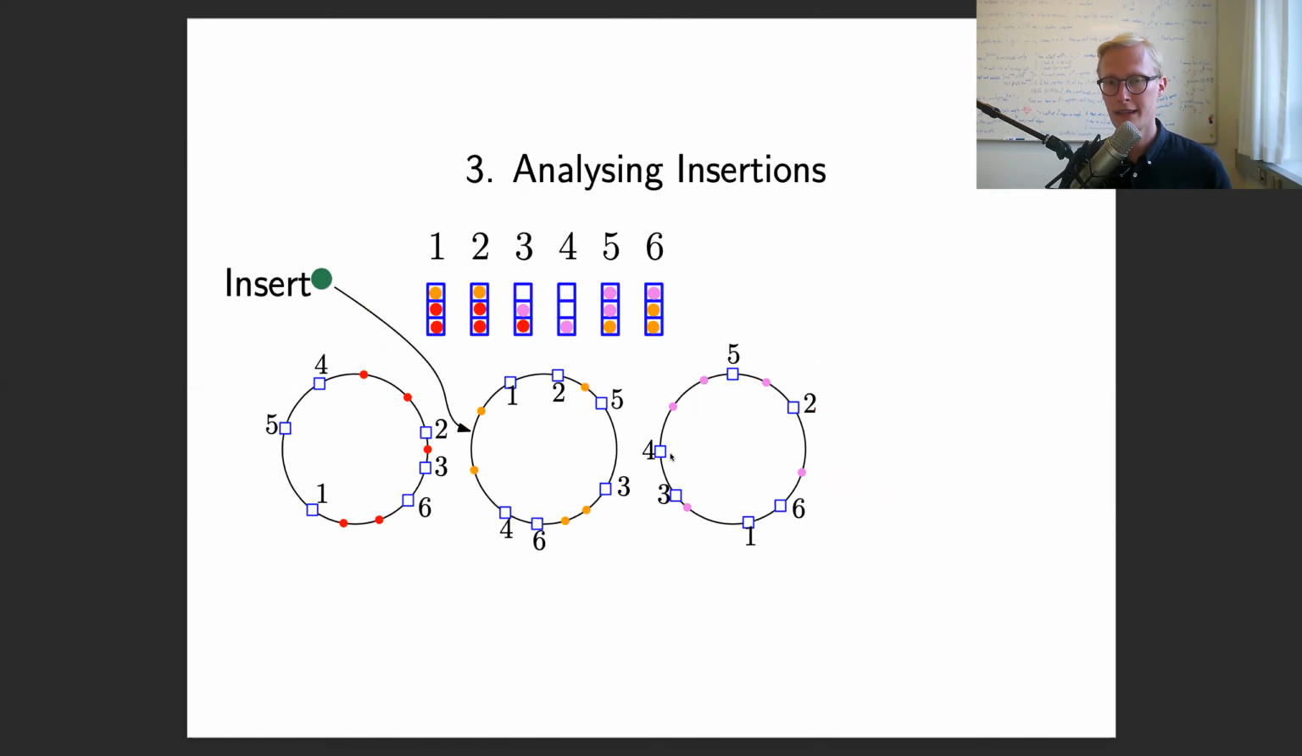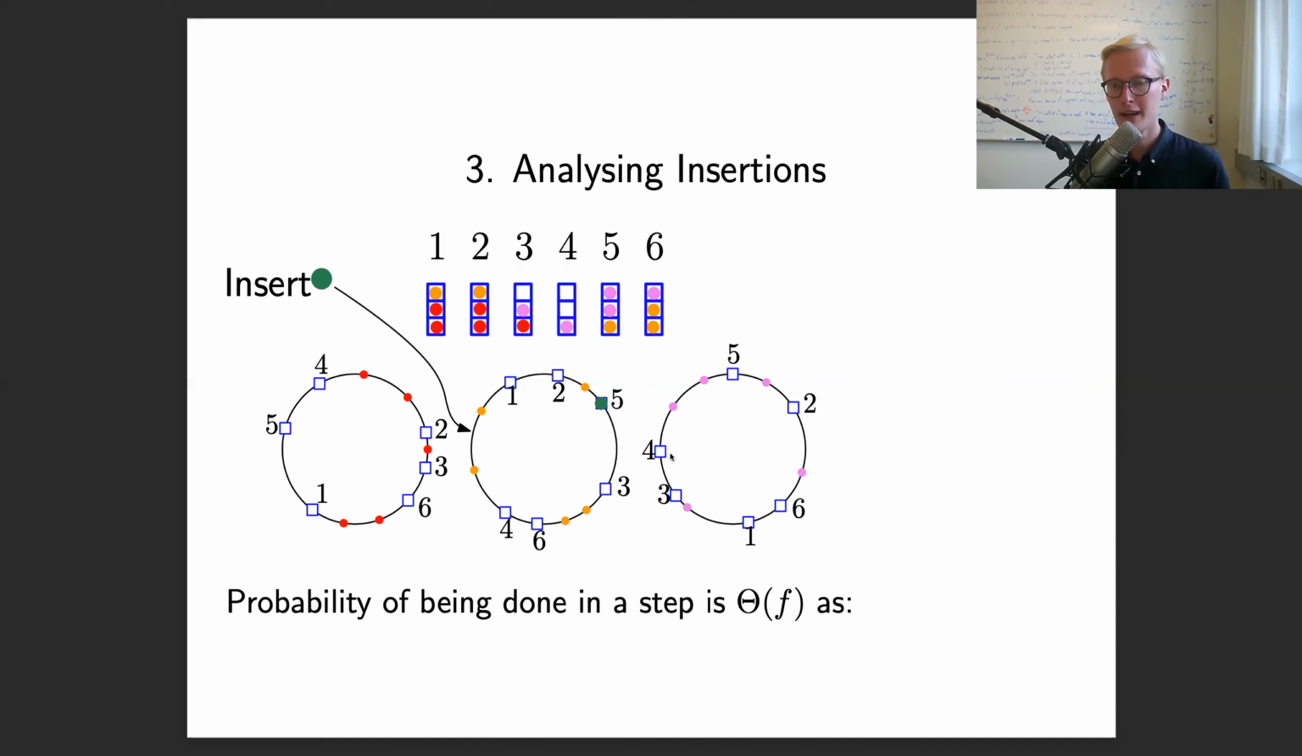And now the final step of the analysis is analyzing an actual insertion. Recall that we did the insertion by hashing the ball and going through virtual bins at a level and sometimes jumping levels. But the important thing is that as soon as we arrive at a bin which did not get full from any level, then we can insert the ball. And what we show is that, in fact, in each step, the probability of being done is going to be theta of f.